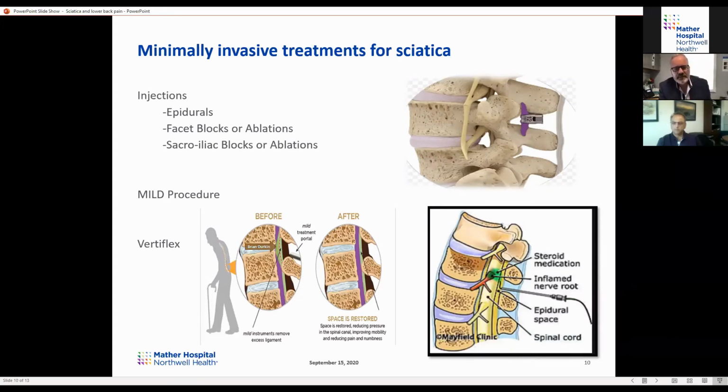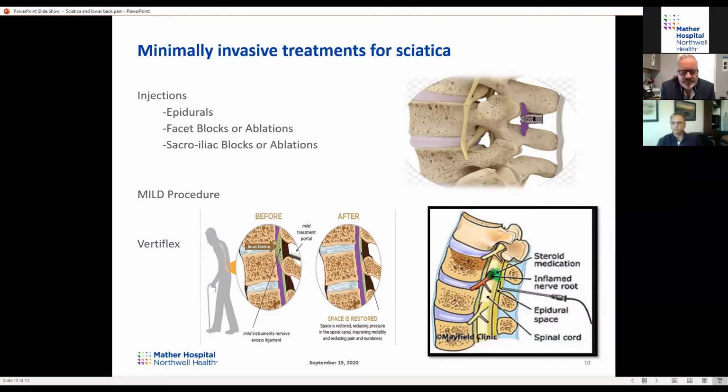And that's done with a local anesthetic and a little bit of sedation. It's a little bit more invasive than an epidural, but not that much more. And it's a lot less invasive than traditional surgery on the back. Another option, the MILD procedure: the first ones I did on Long Island were in about 2010. So that procedure has been around for about 10 years now.